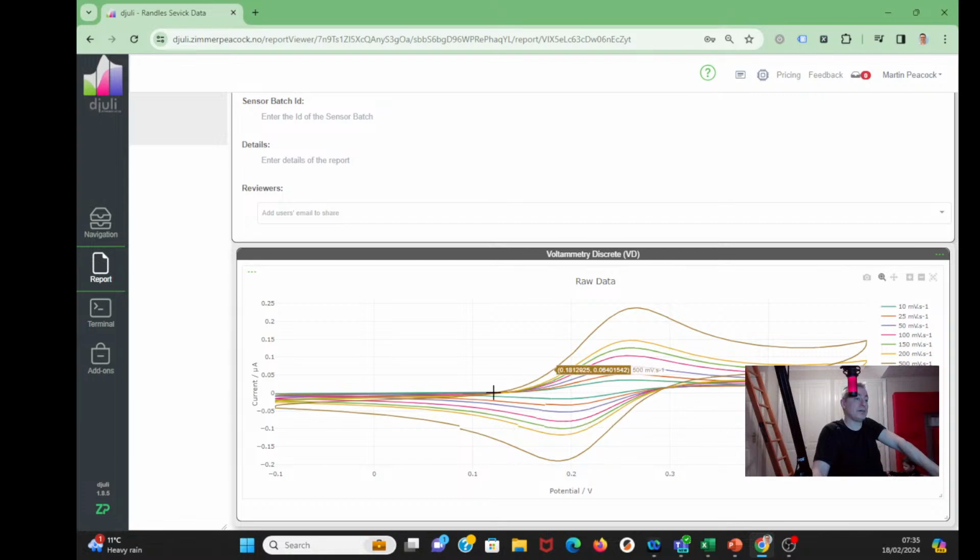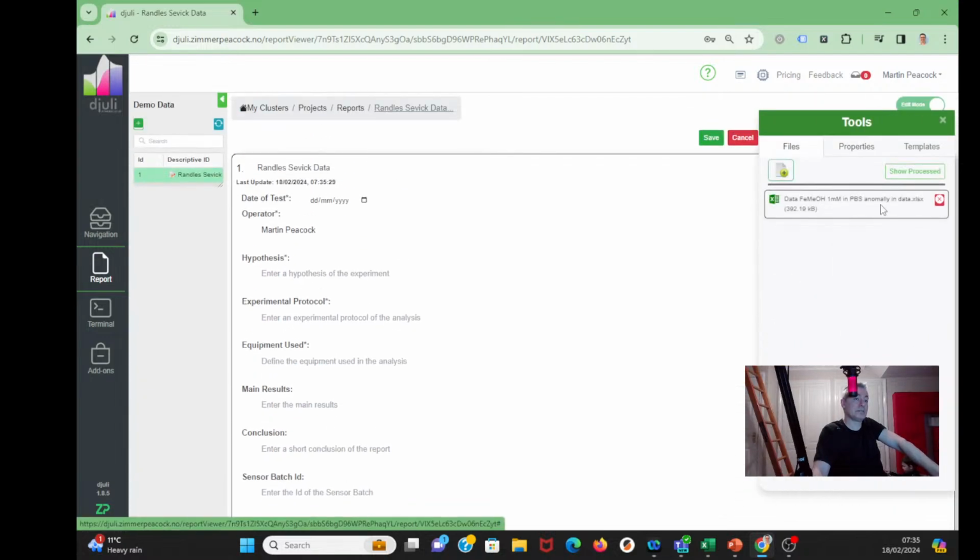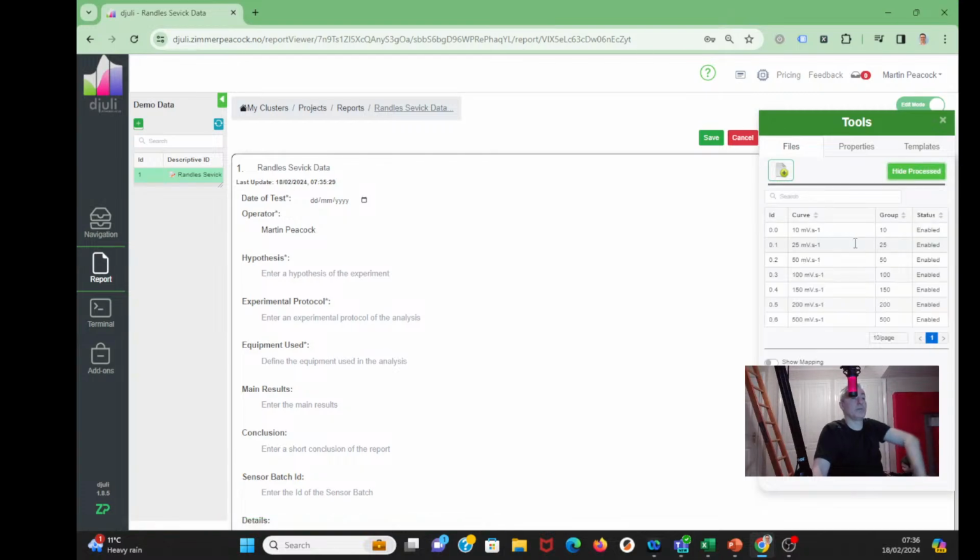So what I have here is a series of voltammograms collected at different scan rates. I've actually uploaded that data, so I can essentially see it here. And what I've done is, the data resides, and I will tell you how to access this data as well. The data is up in the cloud. I have an ID, I have a curve title, and I've also labeled this.